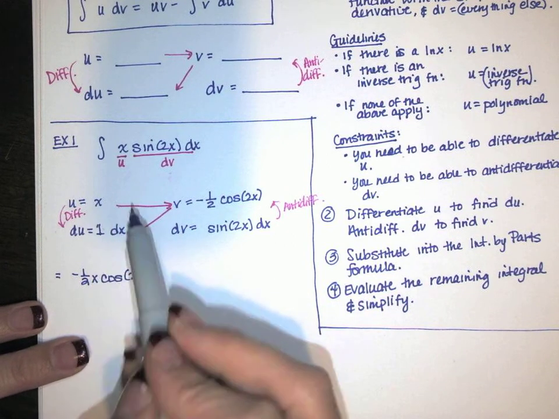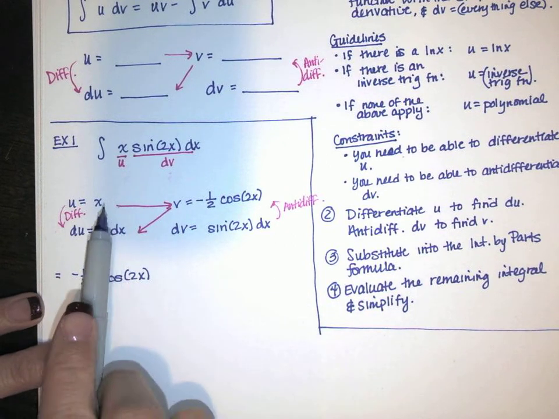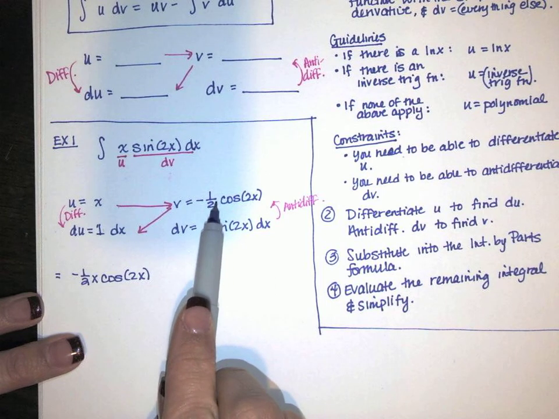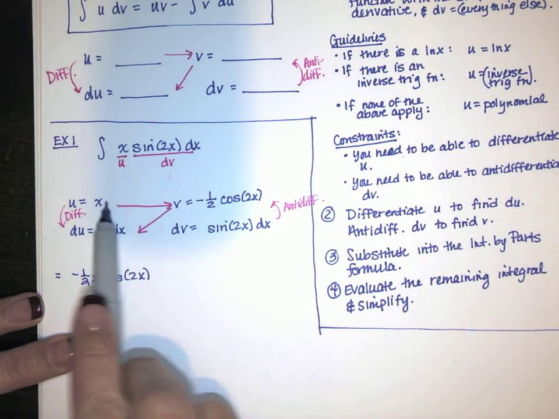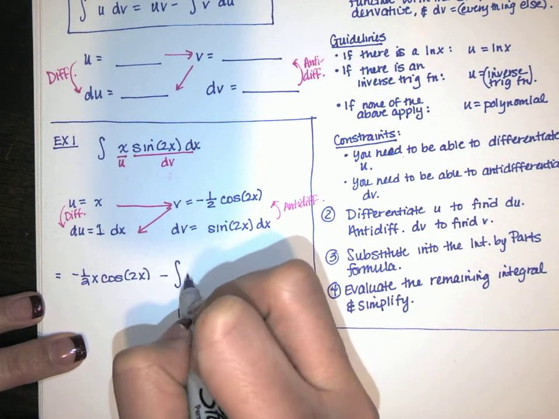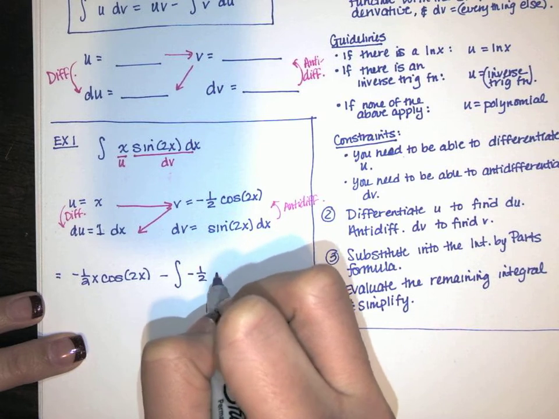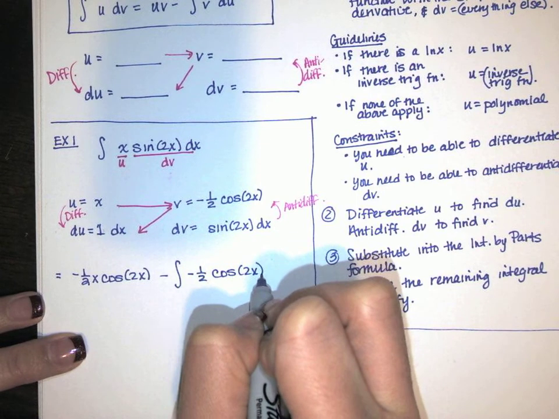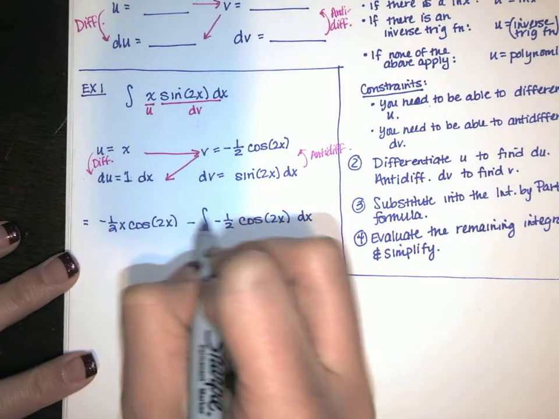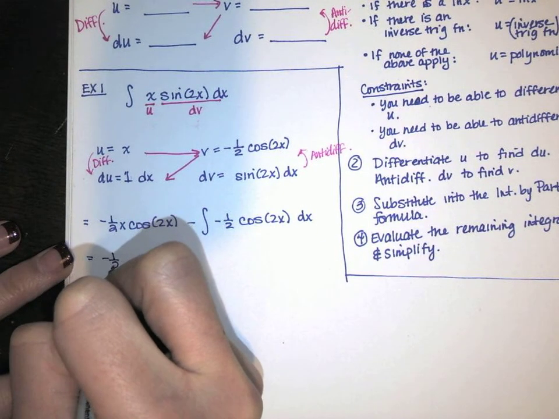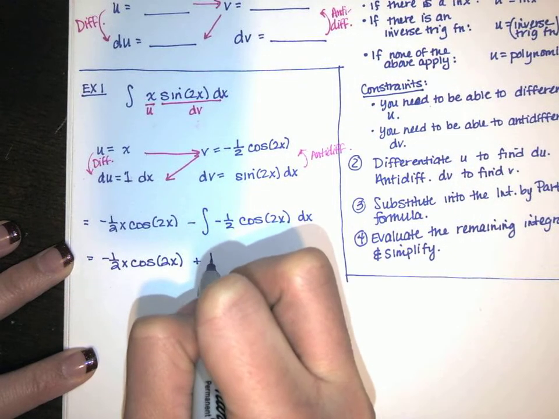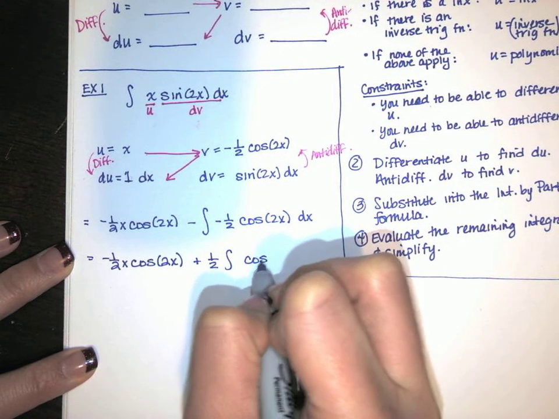You don't have to simplify at first. You can simplify later if you want to. But I just like to pull that polynomial in front or to the right of the coefficient. So I've got u times v minus the integral of v times du. So I'm subtracting the integral of -1/2 cosine of 2x times 1 dx. And subtracting a negative is the same as adding. And I can pull out that constant of 1/2.